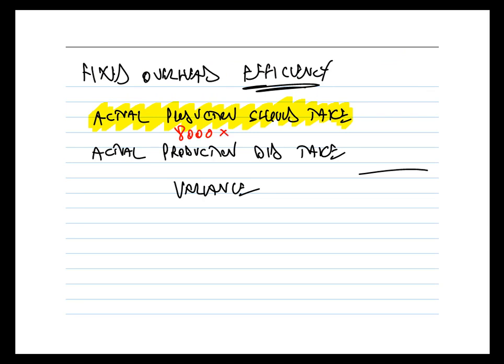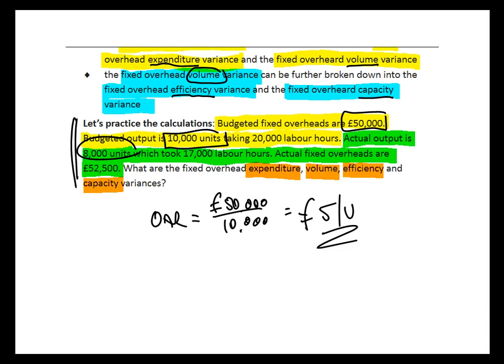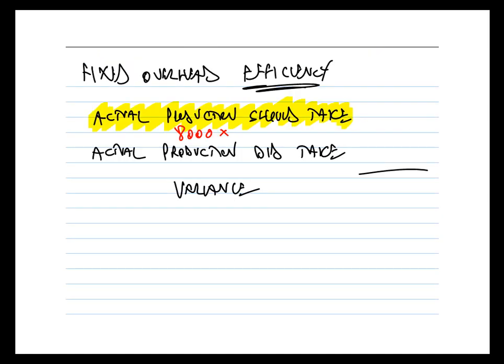How long should they have taken? Well, if you remember, we've already analysed that each unit should have taken a standard of 2 hours. According to the budget, 10,000 units are going to take 20,000 hours. So we've got a standard per unit of 2 hours. So 8,000 units should have taken 16,000 hours.